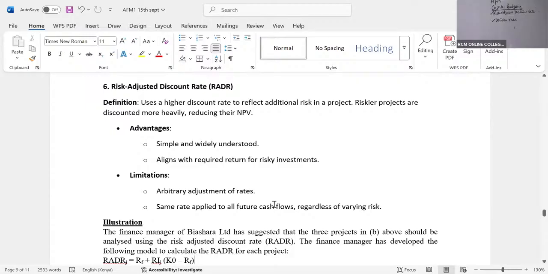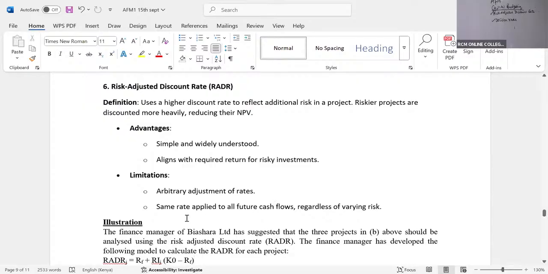We have a 20%, in this case, as the rate to be used to discount all future cash flows. And yet we know that as time goes by, cash flows will become riskier. So we need to keep on increasing. But we're saying, as a disadvantage, this method assumes that all cash flows in the future will have the same risk.